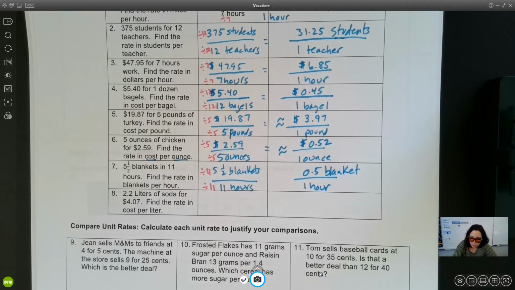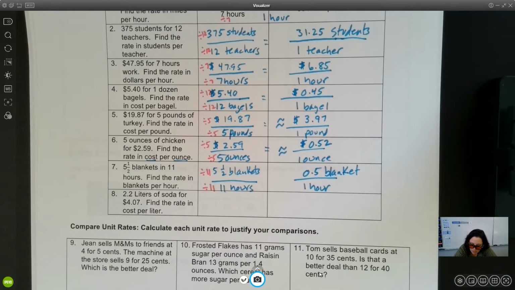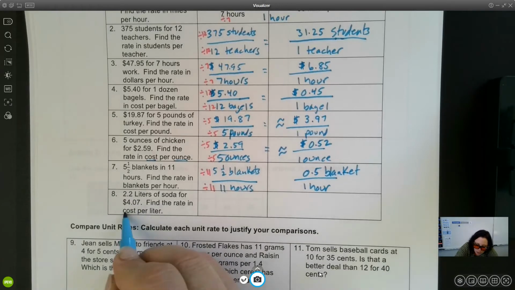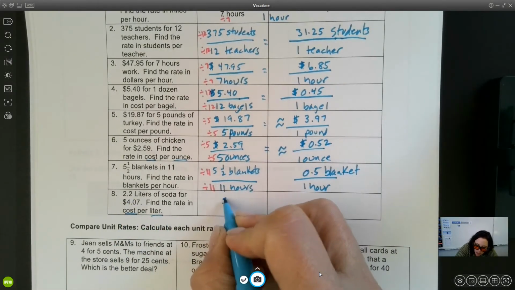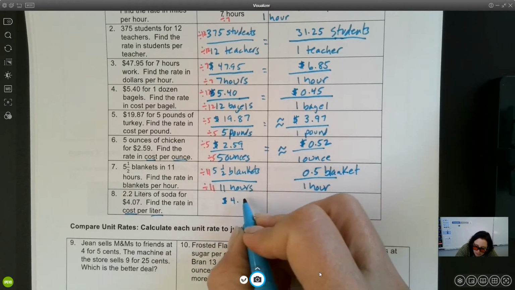All right, 2.2 liters of soda for $4.07. Find the rate in cost per liter. Be careful, they switched it around on you. Cost goes on top in this case. Doesn't say liter per cost, it says cost per liter.